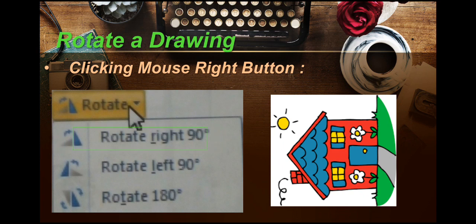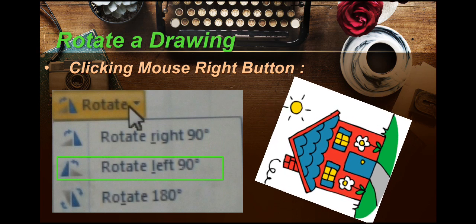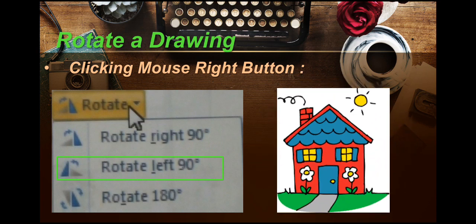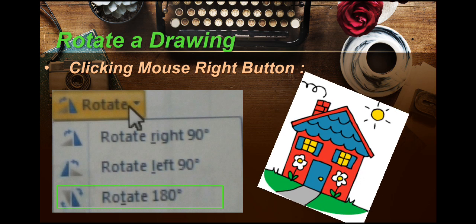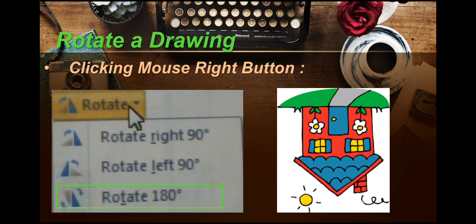For rotating left 90 degrees, the selected image will turn towards the left hand side, but at 90 degrees. For rotate 180 degrees, what will happen if we rotate our image to 180 degrees? Yes, it will turn upside down, or if it is turned downside, it will turn straight again. It will totally rotate the image by 180 degrees.